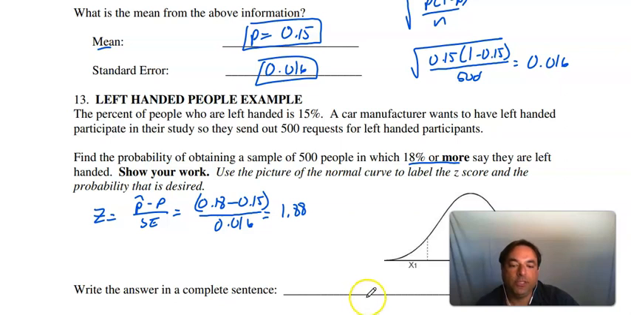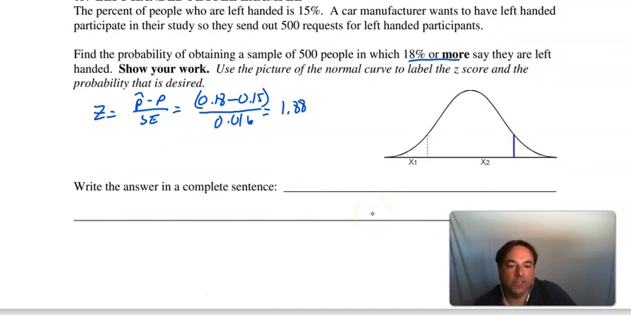We'll draw our picture. 1.88 standard deviations to the right would be about here.